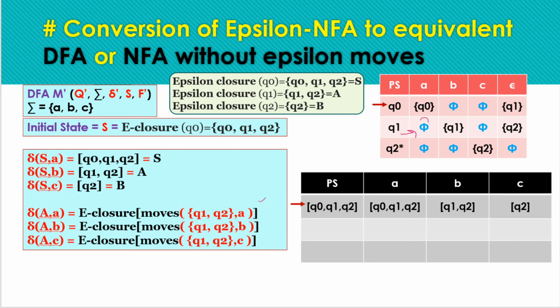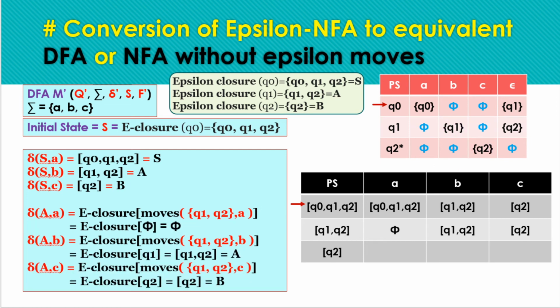So for input symbol A, this is the union set, this is the union set for input symbol B, and this is the union set for input symbol C. Okay, the change in the procedure is that we have to find the epsilon closure of the resulting states. Now for input symbol A, as we have no move, here we get null, here we get Q1 only, and for C we get Q2 only.